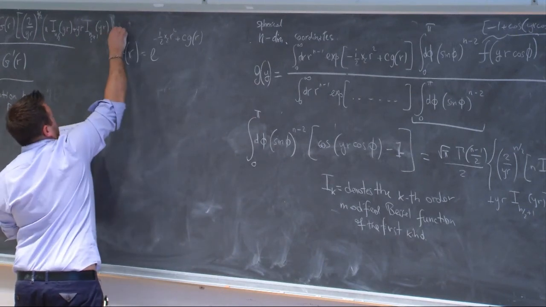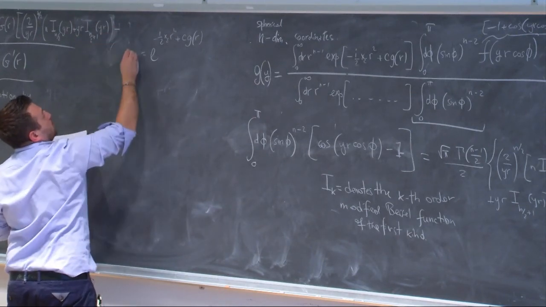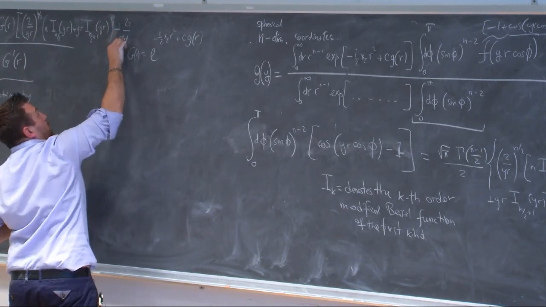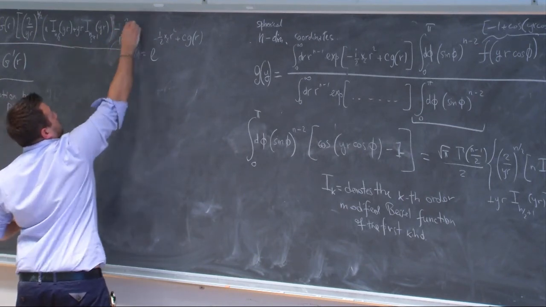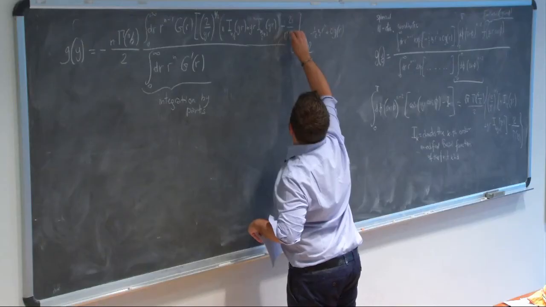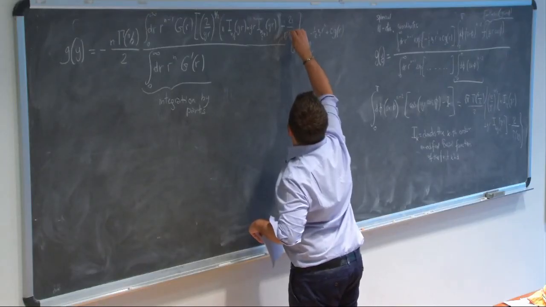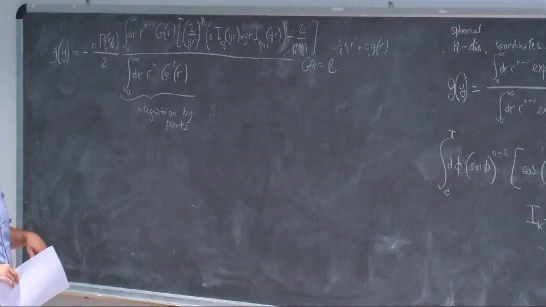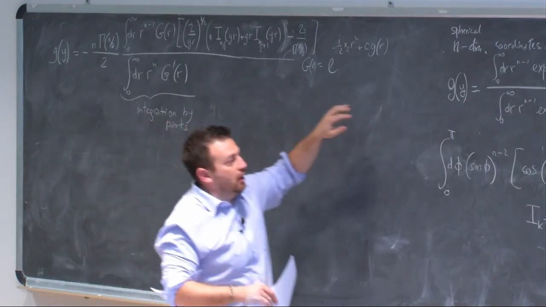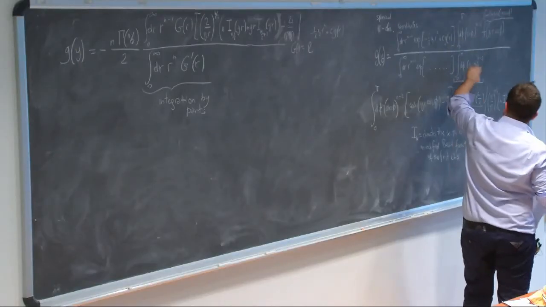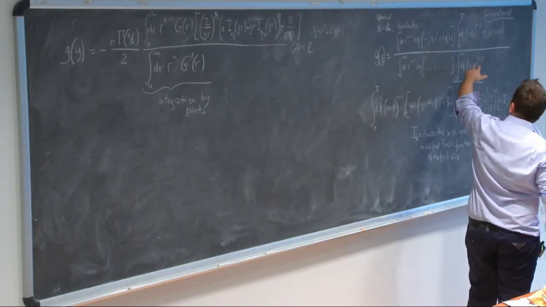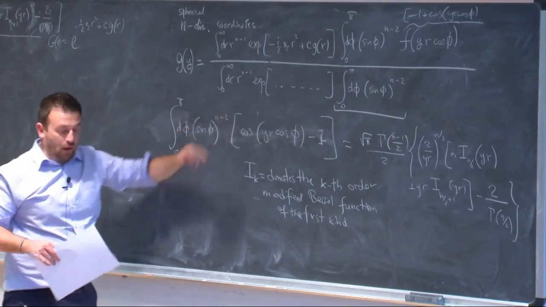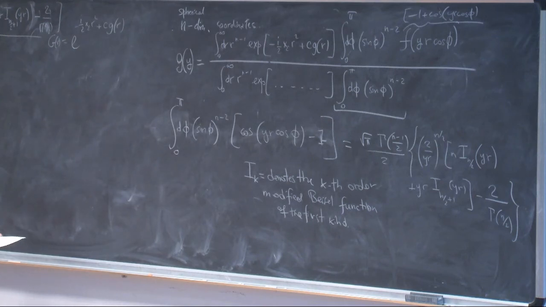Yeah, minus 2 over gamma n over 2. So all I did is this integral here, this integral here, just simplify a few constants and take an integration by parts in the denominator. Then you know what we have to do.